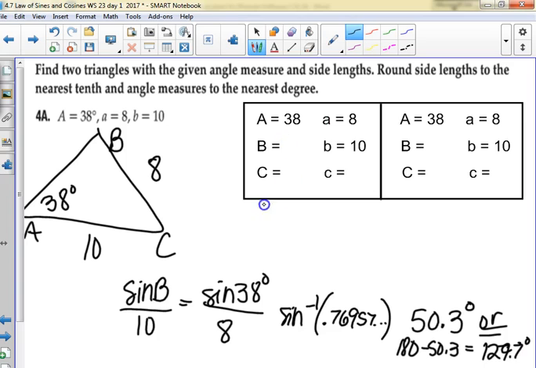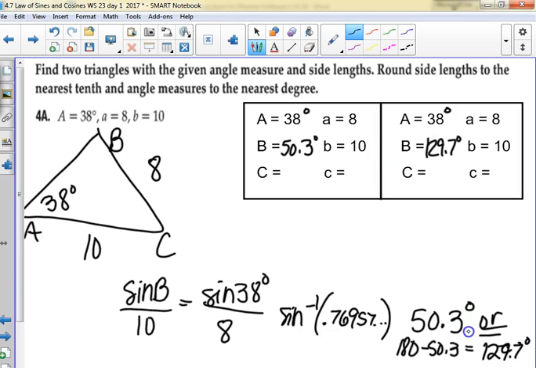All right, this is where it gets tricky, guys. What students don't realize is how to find the rest of the triangle because they want shortcuts. You really have to do this twice. If angle B is 50.3 degrees, that will be a different angle C, right? Then if angle B is 129.7 degrees.